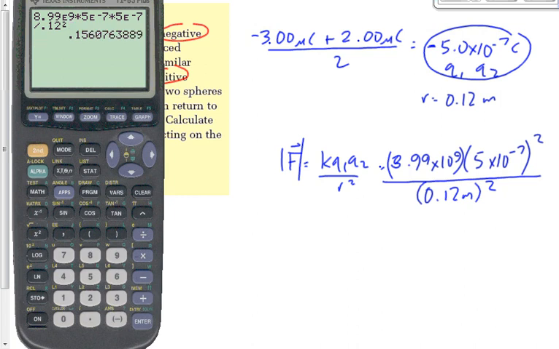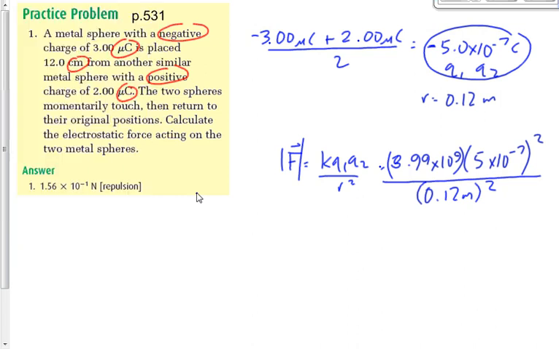We do that math, we get 0.156, or 1.56 times 10 to the minus 1 newtons. Listen, it says repulsion here. How do we know it's repulsion? Whenever you get one of those questions where they touch each other and then they spread apart, it's always going to be repulsion, because when they touch each other, the charges balance and they're both going to be negative or positive. Both can be like charges.